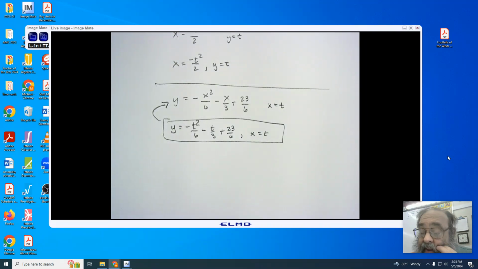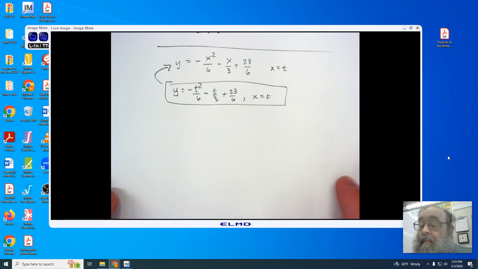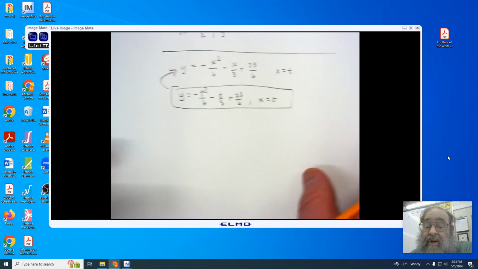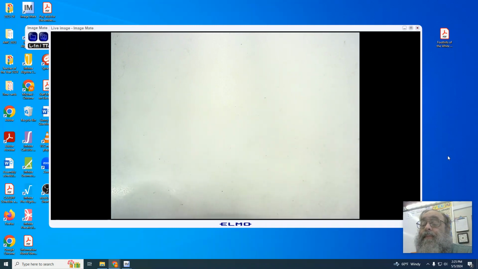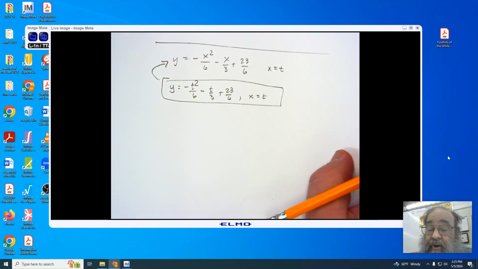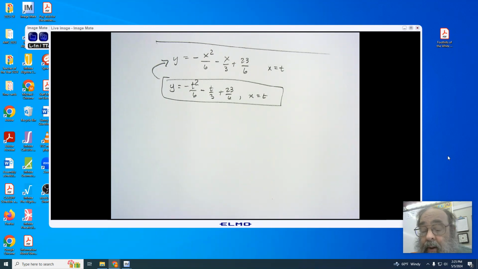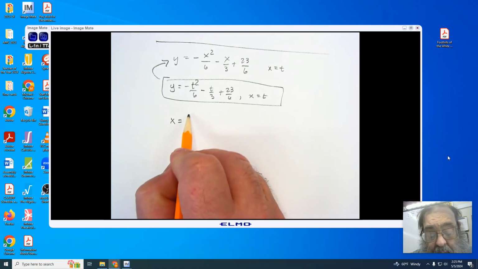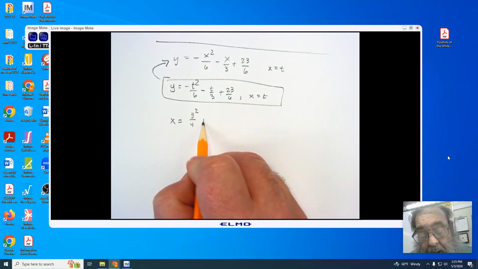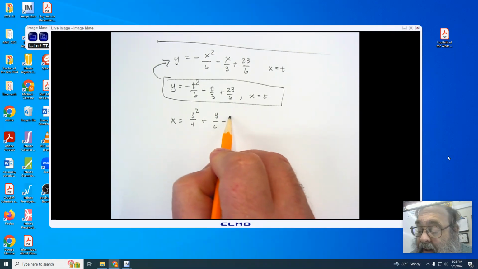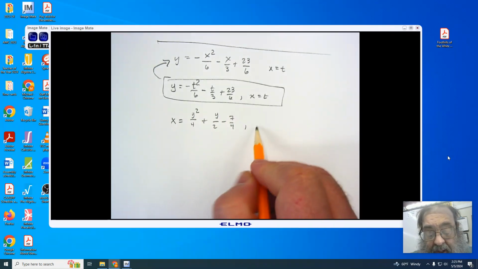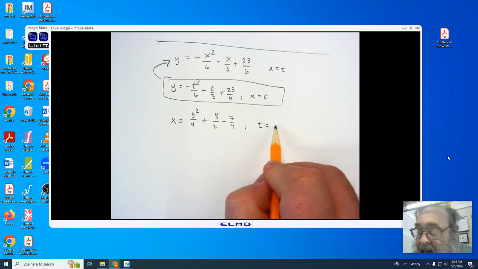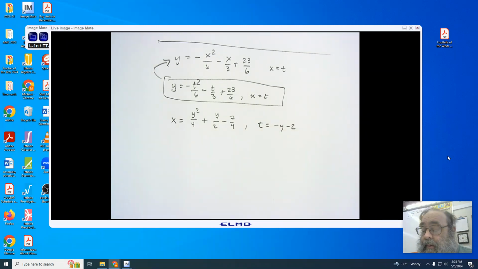Okay? Now, let's make this a little bit more complicated. This time, I would be, as the teacher, giving you what t equals, and then you have to figure out what the two equations are that you come out with. So I'm going to tell you that we have x equals y squared over 4 plus y over 2 minus 7 over 4. And this time I'm telling you that our t is going to end up being negative y minus 2. Now, your first step is you have to find out what y is in terms of t.